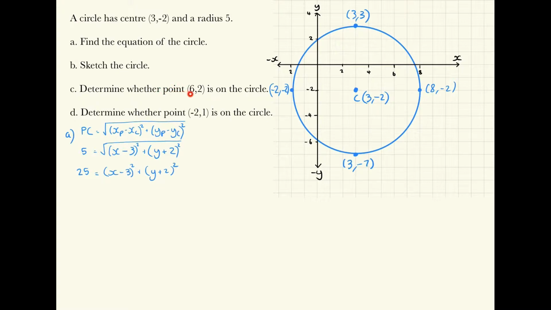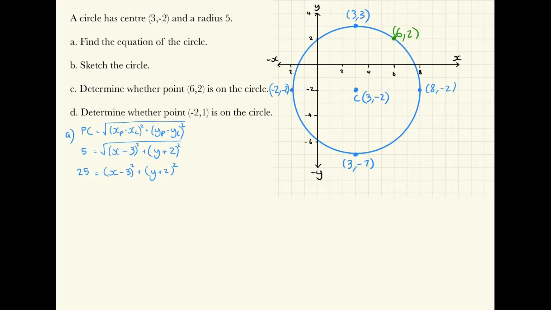Determine whether the point 6, 2 is on the circle. So is 6, 2 on the circle? Well, we can use our sketch to determine that. Let's go across to 6 and 2. Is that point right there? Let's use green. Is that point there on the circle? Well, it definitely is. 6, 2 is on the circle. So with my sketch, I can determine that.